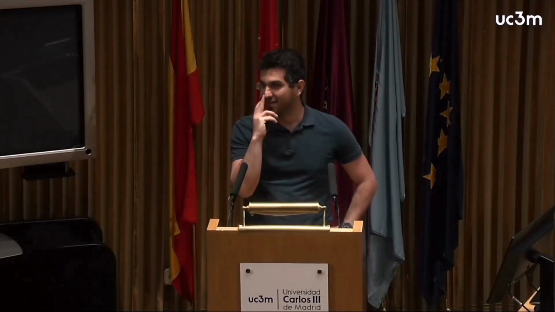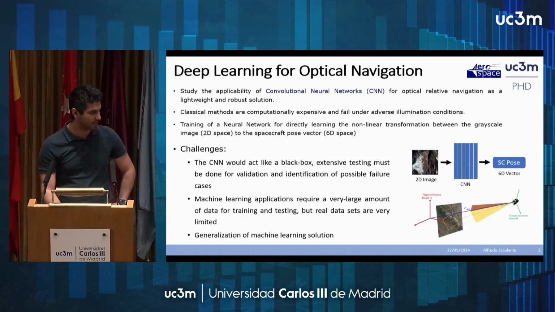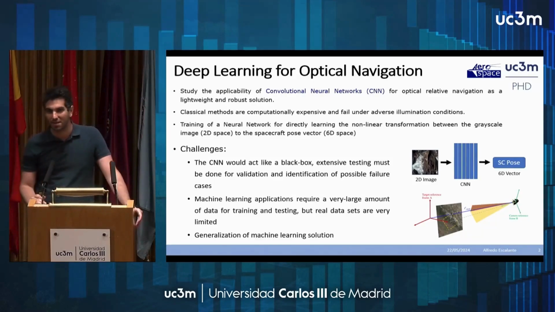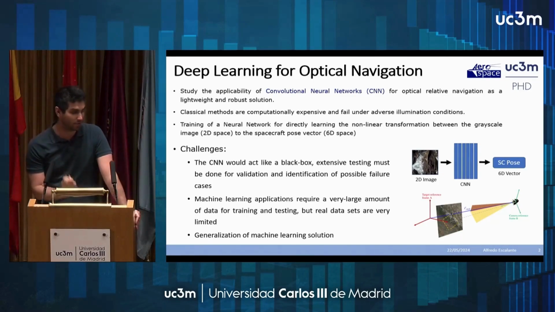So I'm going to present the project of my thesis, which is the application of deep learning techniques for optical navigation in solar system exploration missions, which is supervised by Professor Manuel Sanjurjo. As a very brief introduction, the main goal of the thesis is to study the applicability of convolutional neural networks for optical relative navigation as a lightweight and robust solution, as opposed to classical methods, which normally rely on landmark tracking algorithms, which are in general computationally expensive and also fail under adverse illumination conditions.